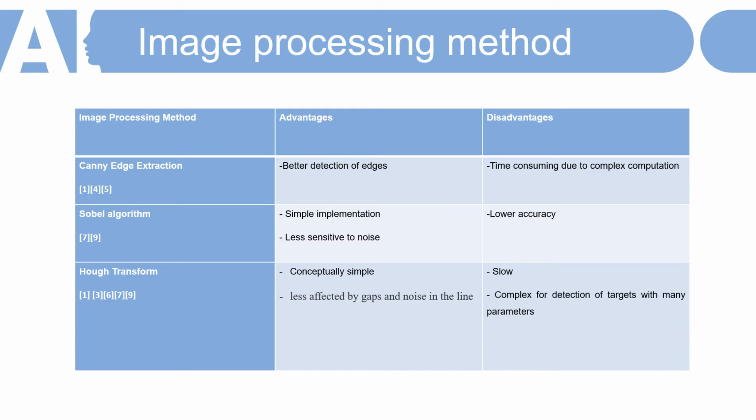Image processing method. Canny edge detection is one of the popular edge detection techniques. The advantage of this technique is better detection of edges, and the disadvantage is time consuming due to complex computations. Next is Sobel algorithm. Sobel algorithm is a widely used algorithm of edge detection in image processing. The advantages of this technique are simple implementation and less sensitivity to noise, and the disadvantage is low accuracy. Last is Hough transform. This method is conceptually simple and less affected by gap and noise in the lines. And the disadvantage of this technique is that it is slow and complex for detection of target with many parameters.